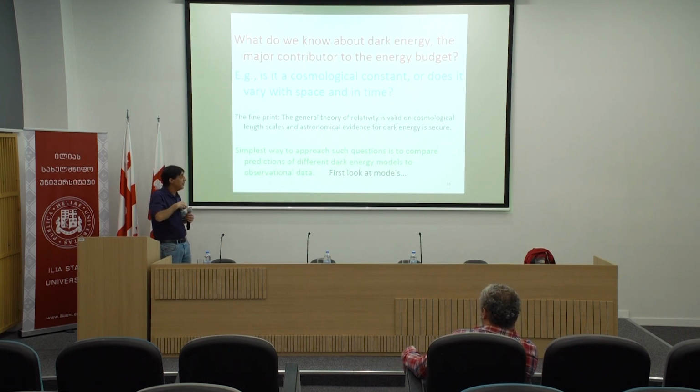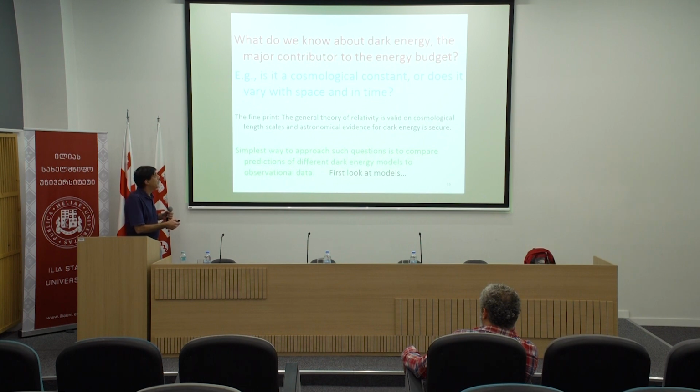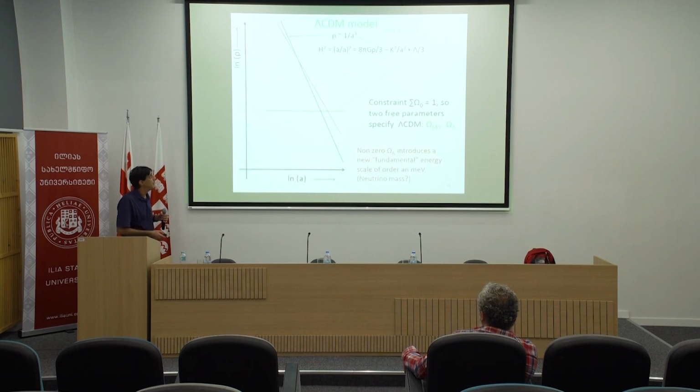And there's a bunch of assumptions. So we're assuming general relativity is correct, and we're assuming that the astronomers haven't missed any systematic errors. And those are useful things to remember. So the simplest way to answer a question like this is to look at different models and compare them to observations. So I'm going to look at a number of different models, and I'll look at them at relatively late times in the past, the radiation-dominated epoch.